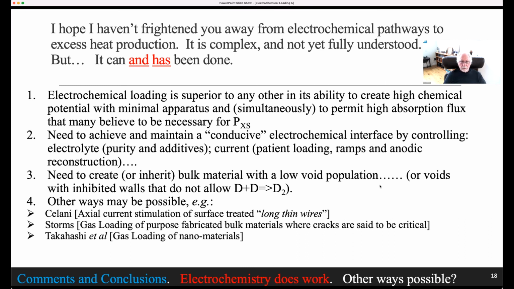Francesco Celani, a man who I've learned a lot from, uses axial current stimulation of surface-treated long, thin wires, apparently very effectively. Ed Storms' gas loading of purpose-fabricated bulk materials where cracks are said to be critical, where I've been critical of cracks. And Akito Takahashi and his fellow countrymen, gas loading of nanomaterials, very interesting work, avoiding electrochemistry.